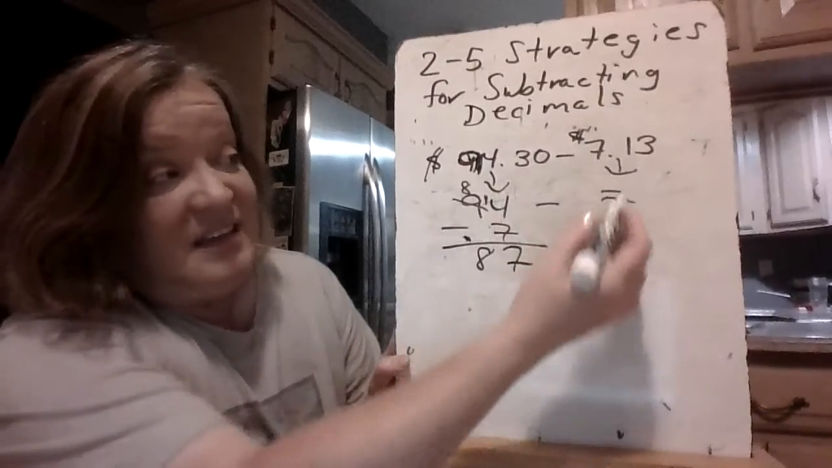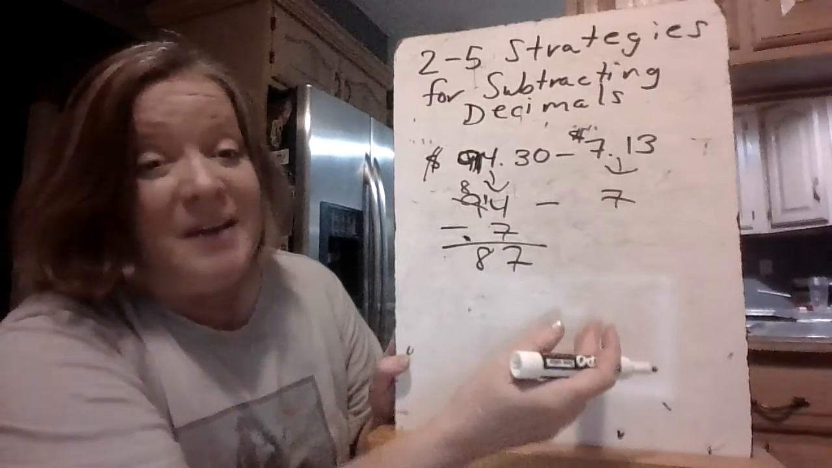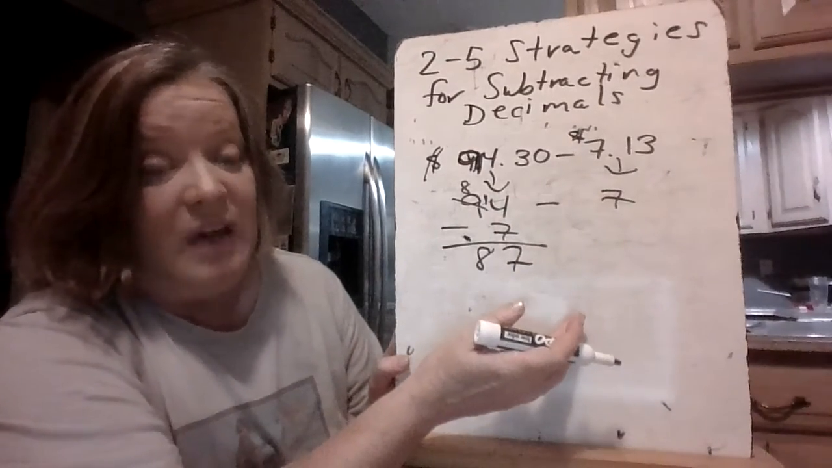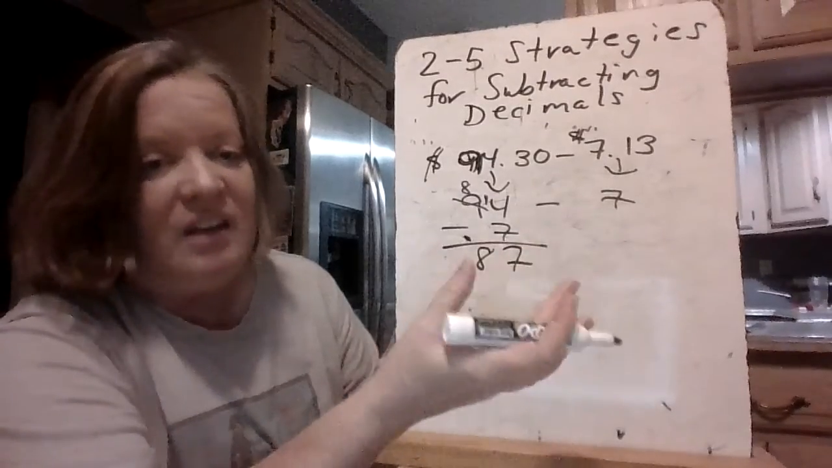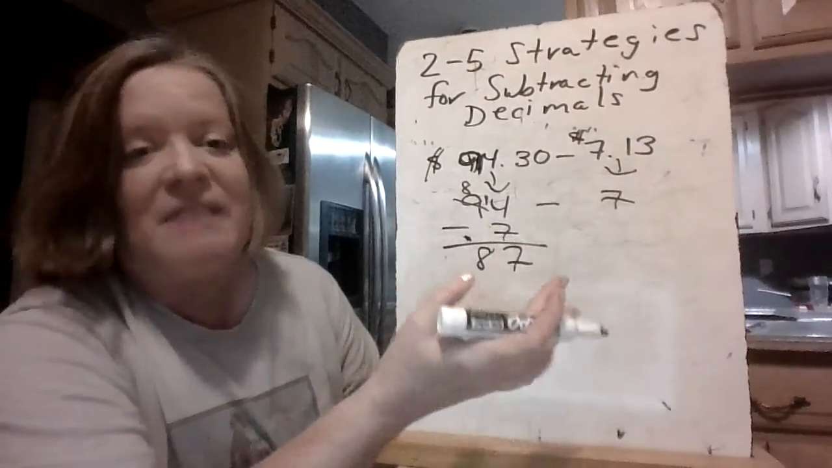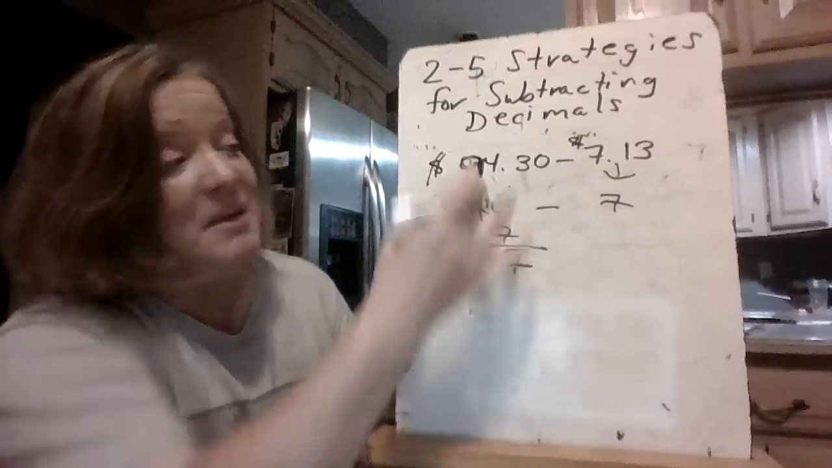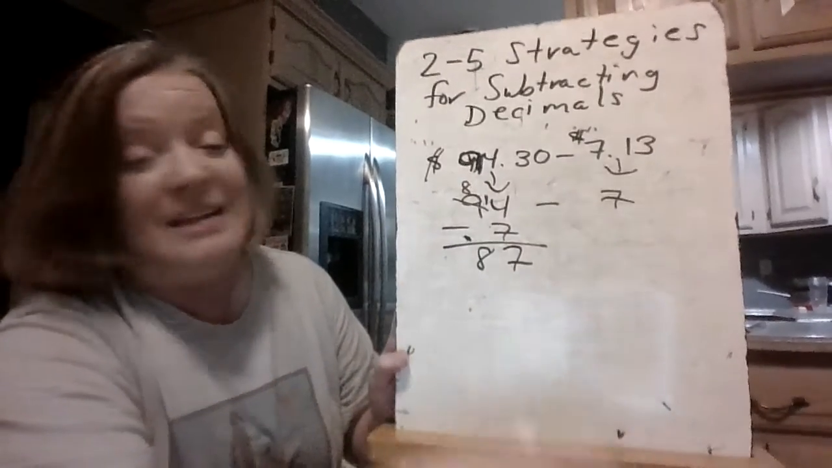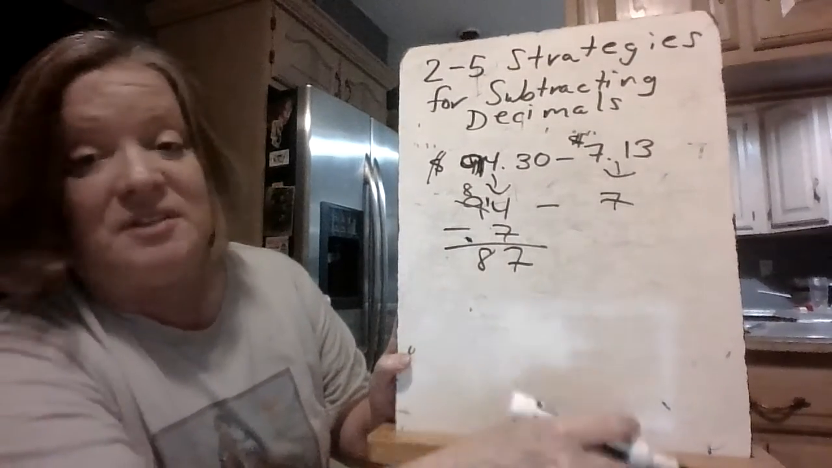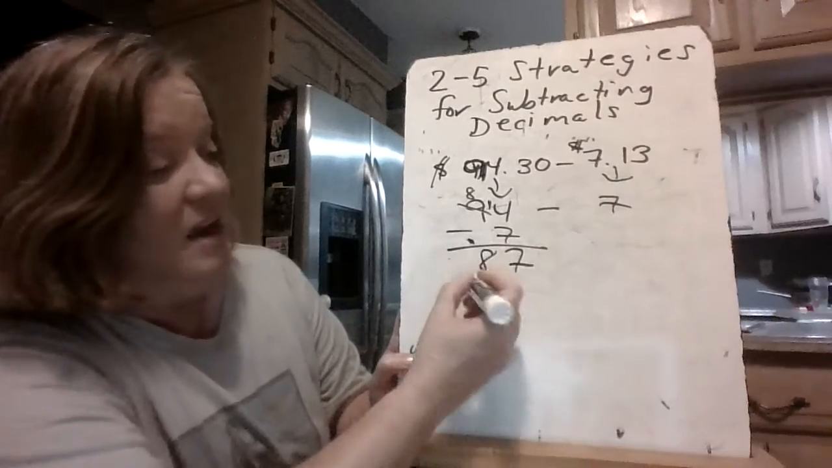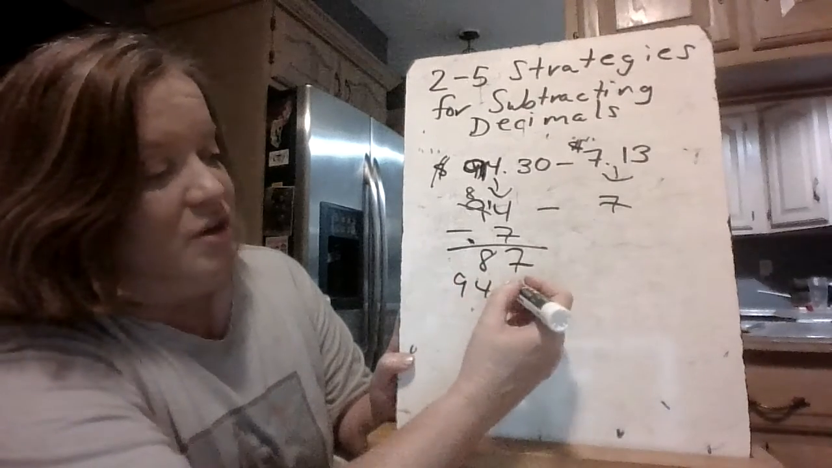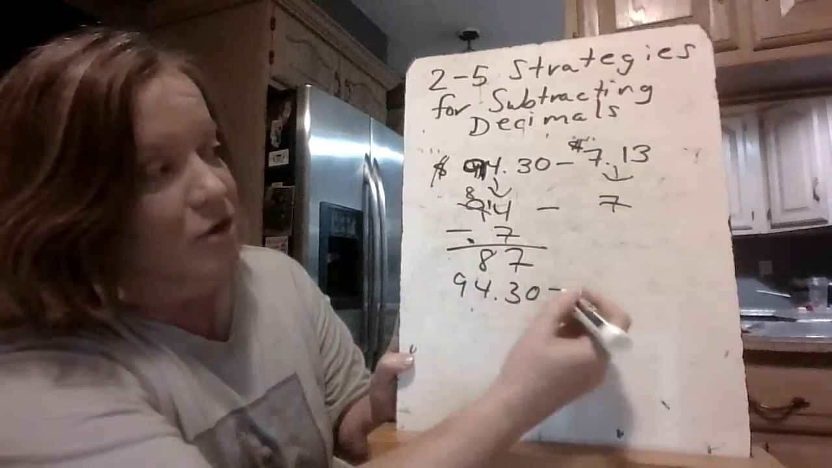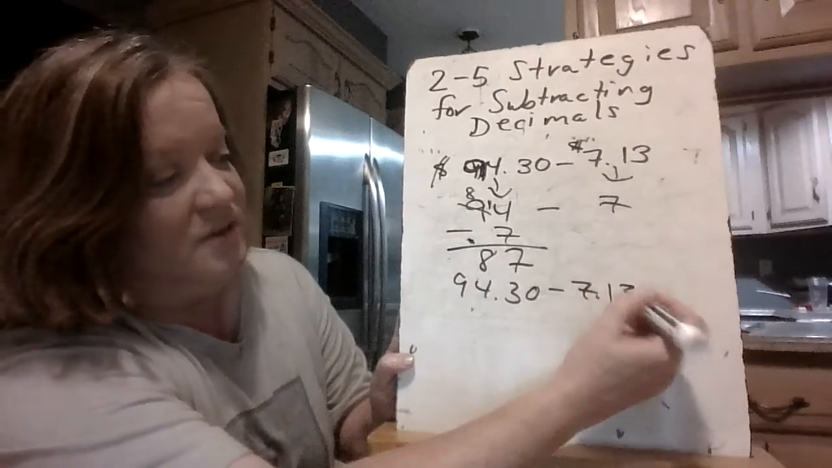Because I rounded these numbers down, though, my answer is probably going to be a little bit more than 87, okay? But again, my answer should fall in and around 87. Remember, 87 is an estimate or a guess, okay? Because I rounded these numbers. I didn't use the exact numbers. So now let's use the exact numbers. So again, I've got 94 and 30 hundredths minus 7 and 13 hundredths.